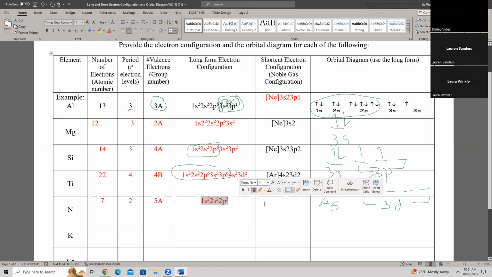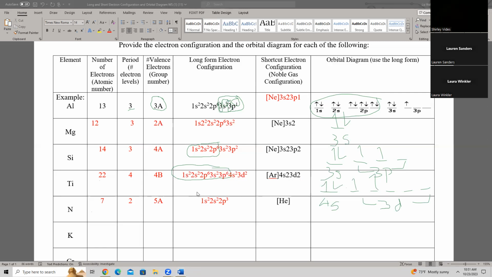All right, so what would be its shortcut? Well, it's not much of a shortcut, but it's helium, right? Because we're going nitrogen up 1, and there's helium. And helium is just this part right here. So then the rest of it needs to be written there, and that would be 2s2 and 2p3.